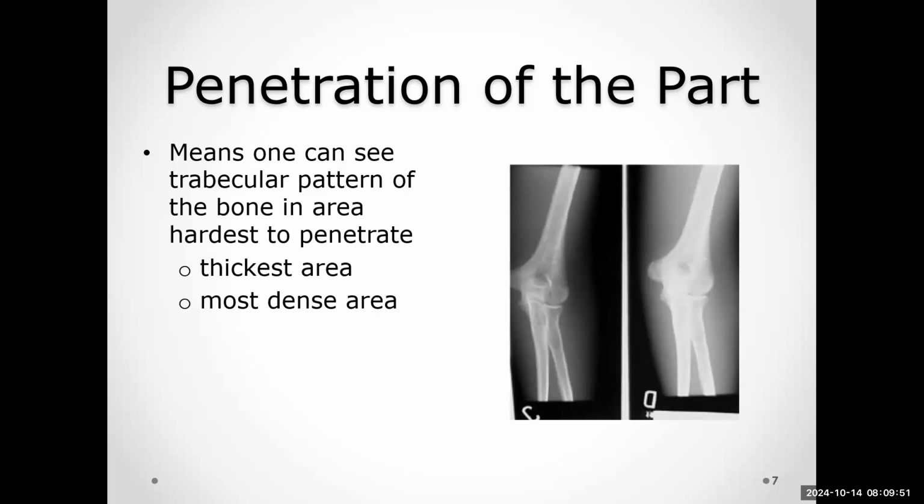So which of those images, left or right, was well penetrated? The left, because we can see through that thickest part. We can see through where the olecranon fossa is and where the olecranon sits in that very center part of the elbow joint.